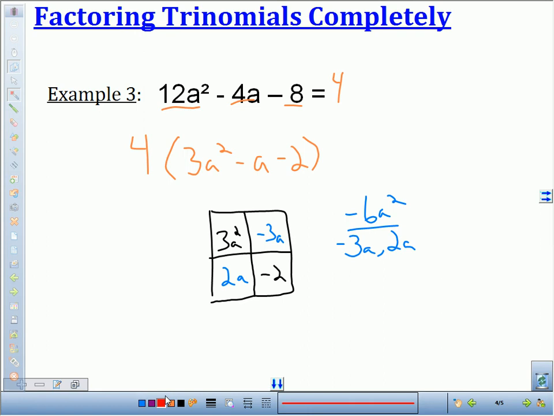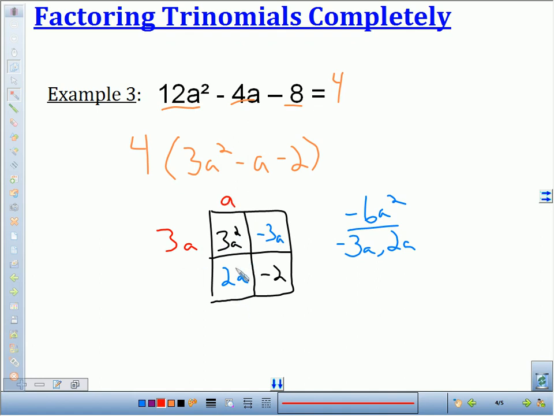Now I want the greatest common factors, just like before. Of the column, the greatest common factor is a. We can't factor out a 2 or a 3. We just have a. On this row, the greatest common factor would be 3a, because both of these terms do have 3a in them.